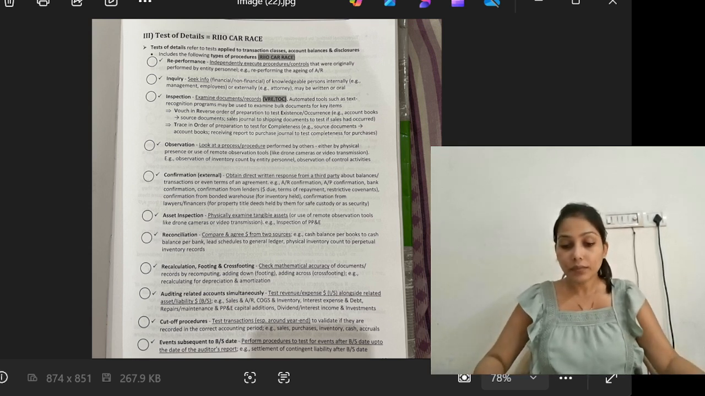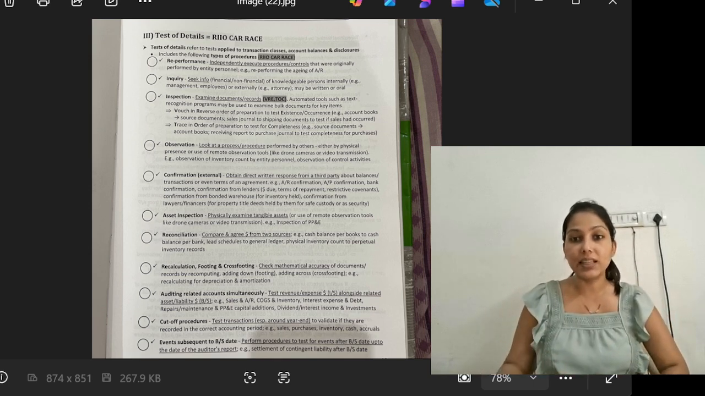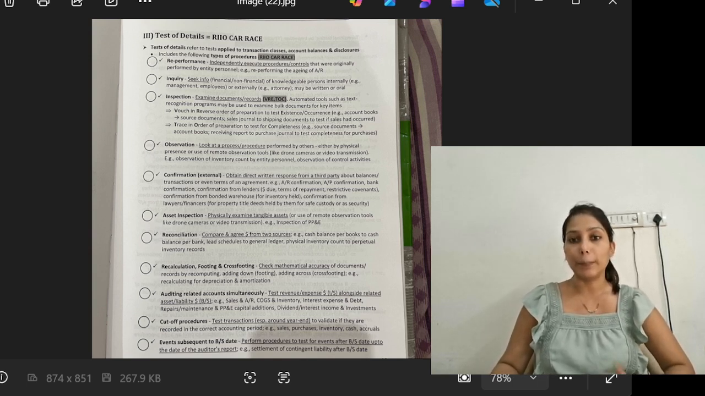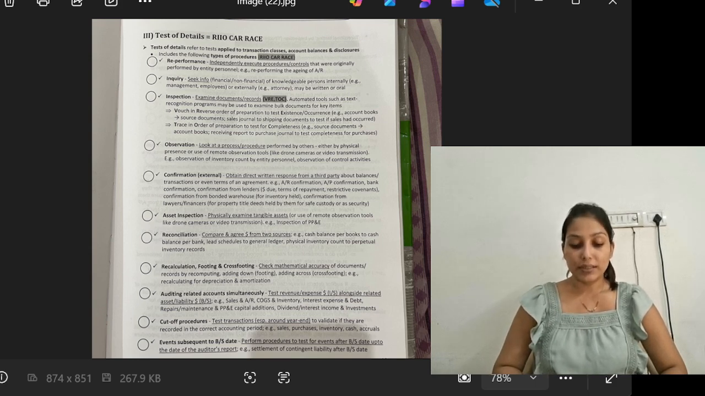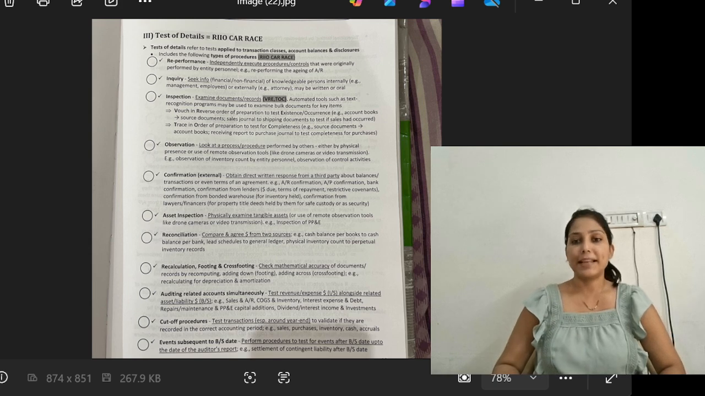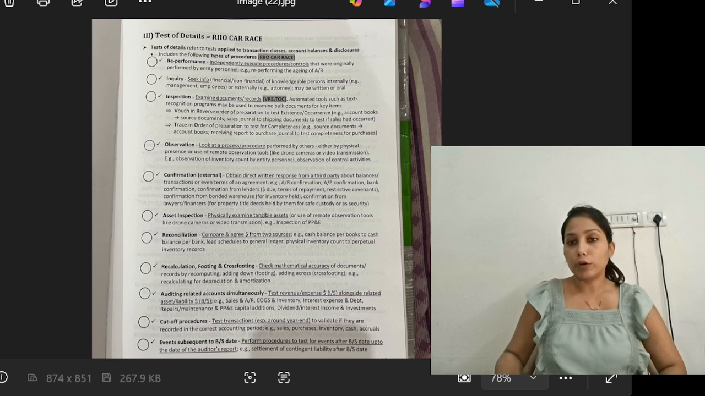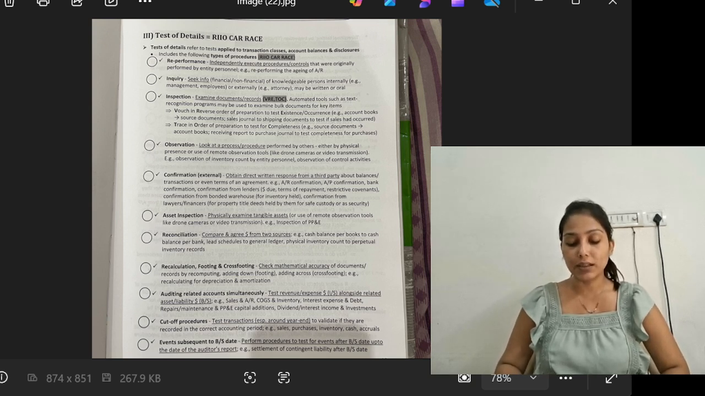All these applications in the audit are part of the test of details, and when we complete these procedures, the test of details is completed. So let's understand what re-performance is. Re-performance means independent execution of the procedures or controls that were originally performed by the entity personnel. So re-performing the things that management has already done to gain comfort over the data. Inquiry seeks information, financial and non-financial, from knowledgeable persons, internal or external, in written or oral form. All this is inquiry.